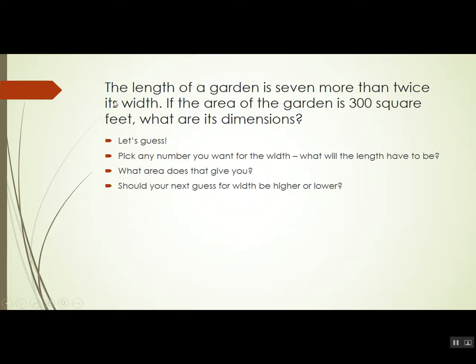So here's our problem. The length of a garden is 7 more than twice its width. The area of the garden is 300 square feet. What are its dimensions? So we're going to pick any number we want for the width, and then what does the length have to be? What area does that give you? And should our next guess for width be higher or lower? So if you haven't already, just try this.